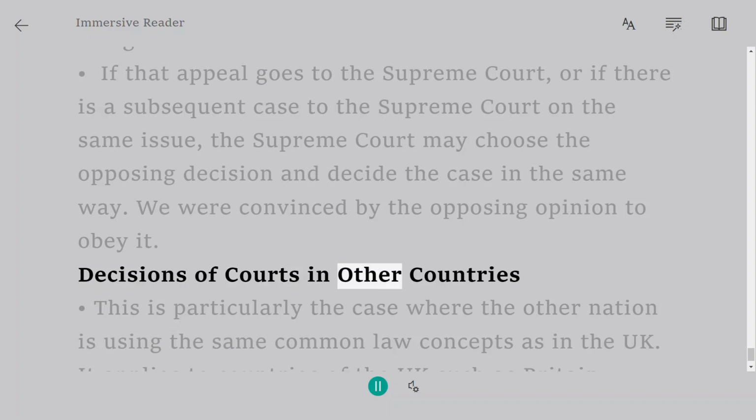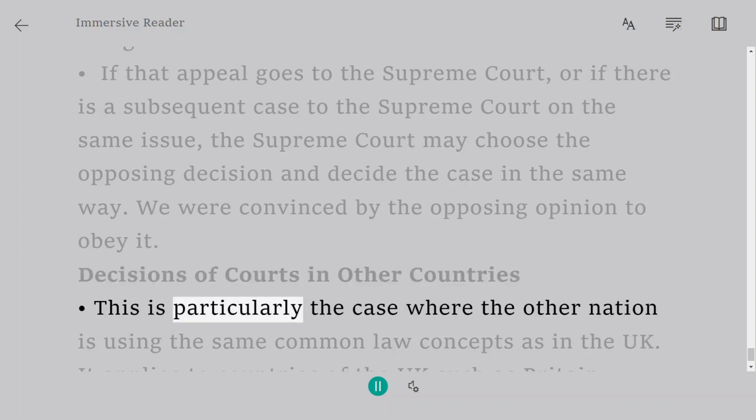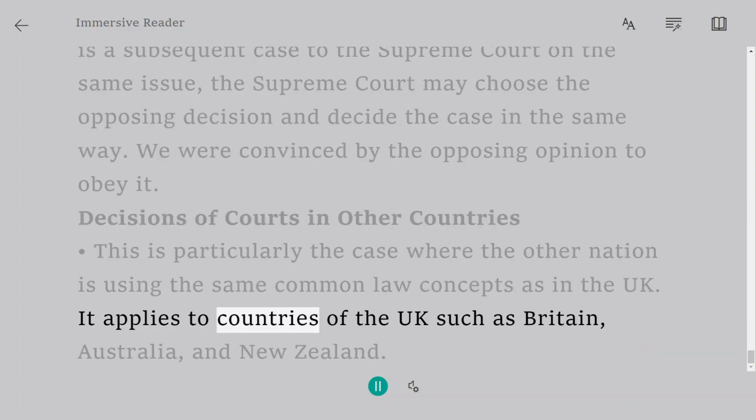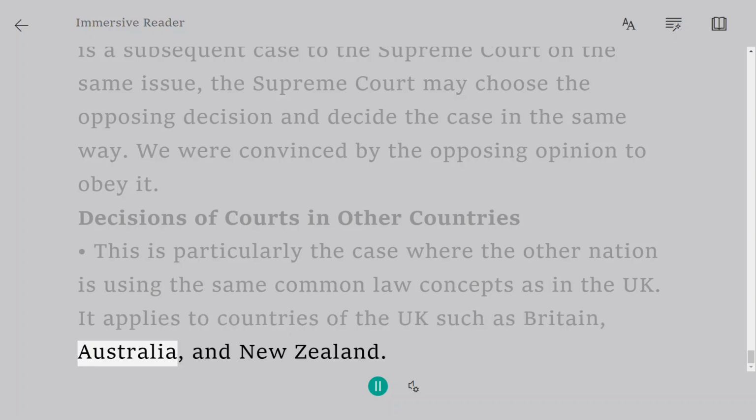Fifth, decisions of courts in other countries. This is particularly the case where the other nation uses the same common law concepts as the UK. It applies to Commonwealth countries such as Canada, Australia, and New Zealand.